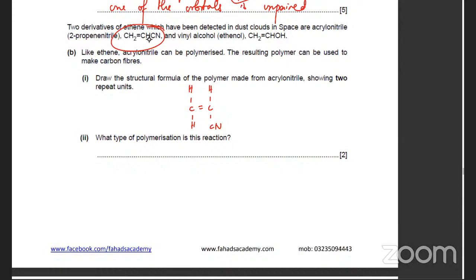So the polymer that would be made would be this thing repeating over. The double bond would go away, linkages would form, and that's the polymer that's going to be formed. And this is an addition polymerization. That's it.